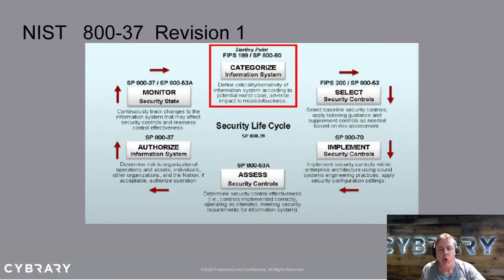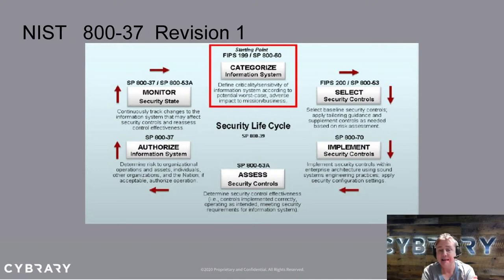All right, so what are the steps of the risk management framework? Well, you start by identifying your assets and determining their value. You remember that? Well, in NIST 800-37, we categorize as our first step. What does that mean? Figure out your assets and what are they worth. So based on the value of the asset for the system, we determine its security categorization.